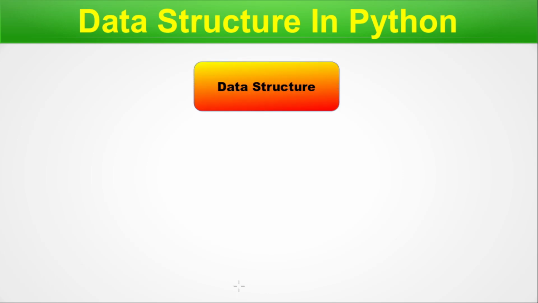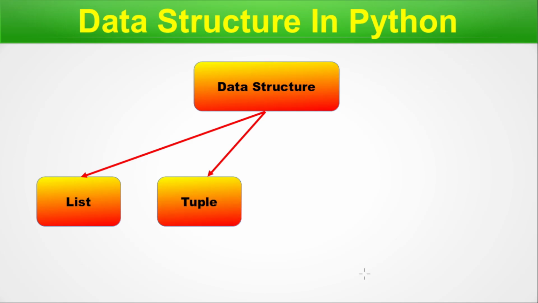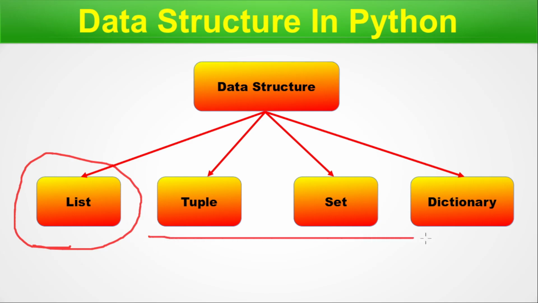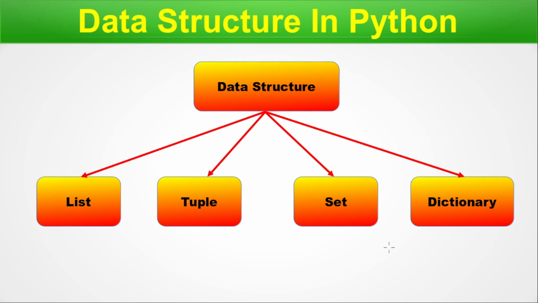So in Python, we have our data structures divided into 4 different sections. First one is list, second one is tuple, third one is set, and the fourth one is dictionary. So in today's episode, we will talk about the list, and in the upcoming episodes, one by one, we will cover the rest. So today we'll focus on the list. We are done here with the slide. Let's move on to the next slide.